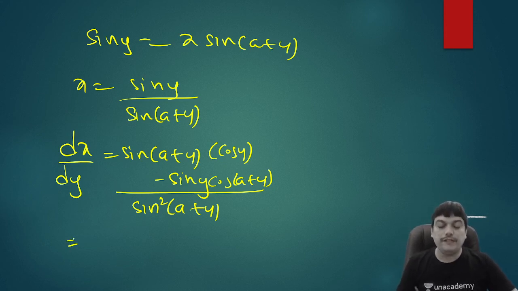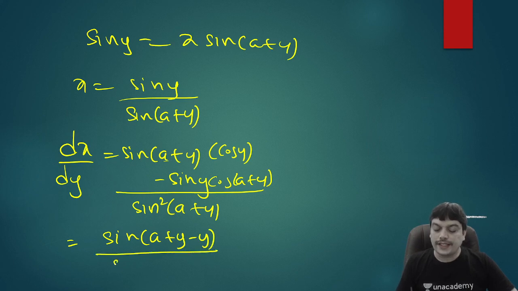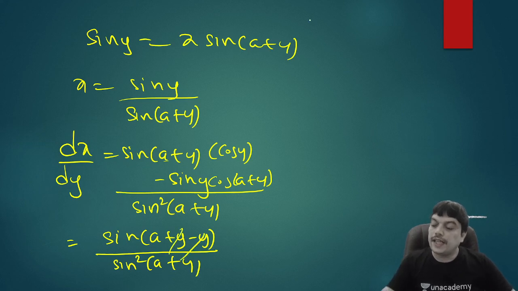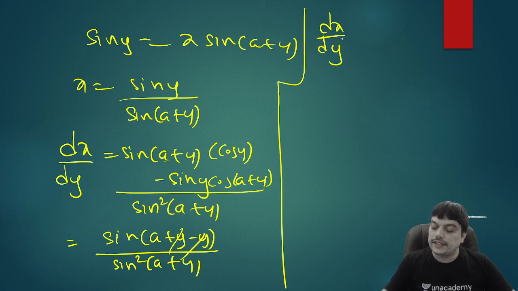After that, you can observe the numerator is in the form of sin a cos b minus cos a sin b, that is sin(a minus b). So it will be sin(a + y − y). And the denominator, let us write as it is, which is sin²(a + y). So here we can cancel this plus y and minus y. And we therefore get the value of dx/dy as sin a divided by sin²(a + y).